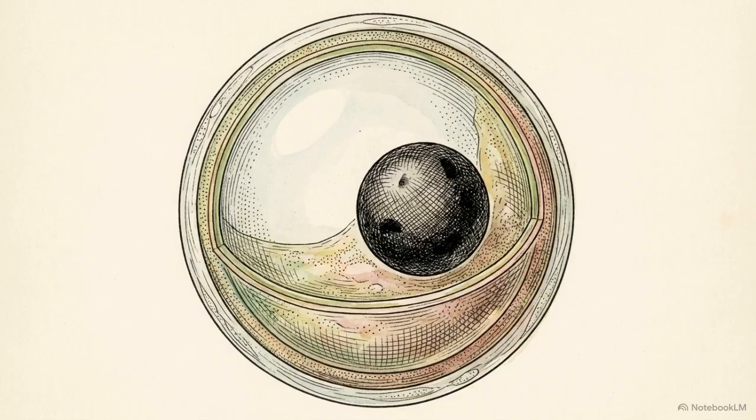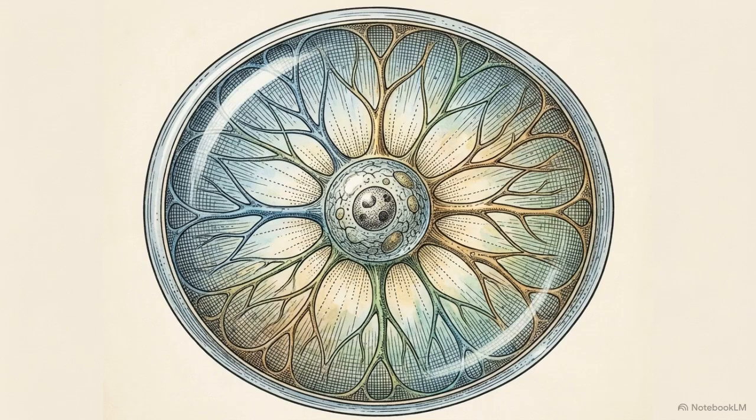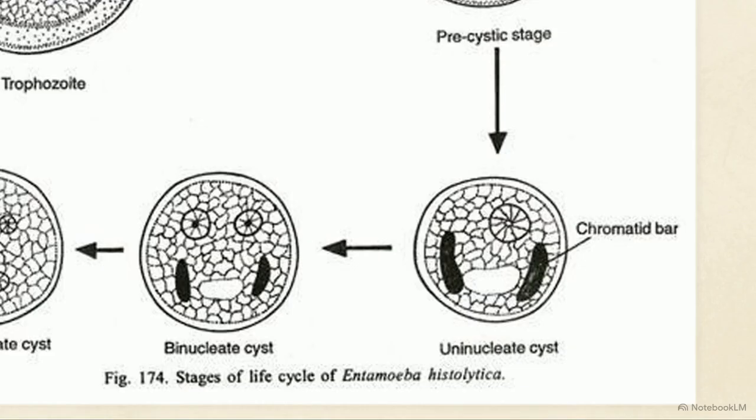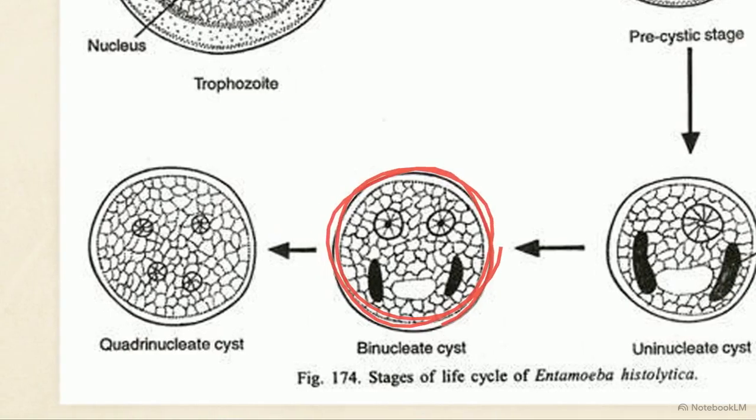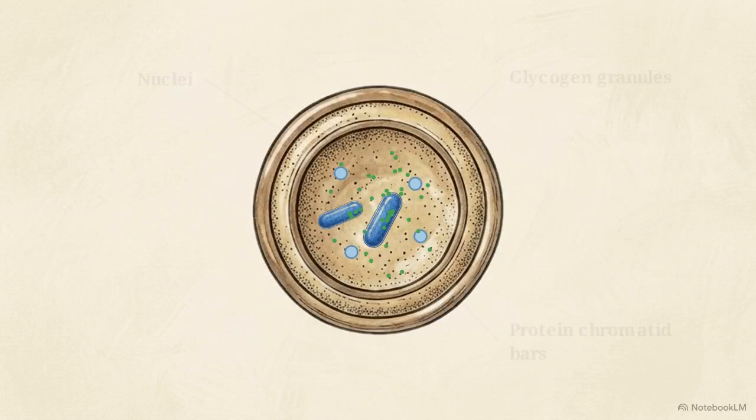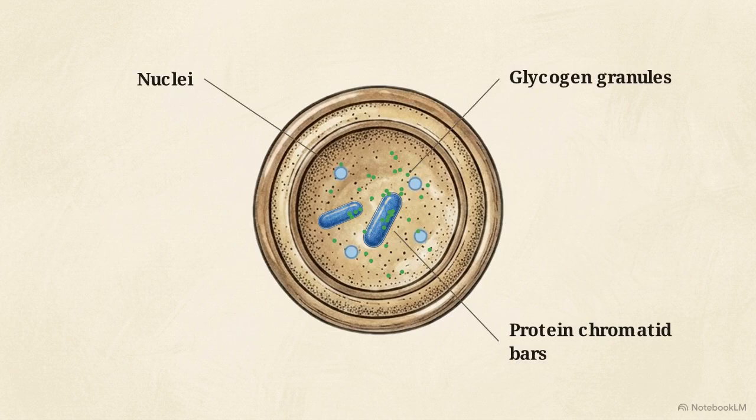While the newly formed cyst is physically walled off, it is not completely dormant yet. Critical internal maturation must occur before it is capable of infecting a new host. Inside the sealed capsule, the single nucleus undergoes a modified form of mitosis. This first division results in the binucleate cyst. A second and final nuclear division follows, splitting those two nuclei to form four. This specific tetranucleate, or quadrinucleate stage, represents the final, fully infective form of the pathogen.